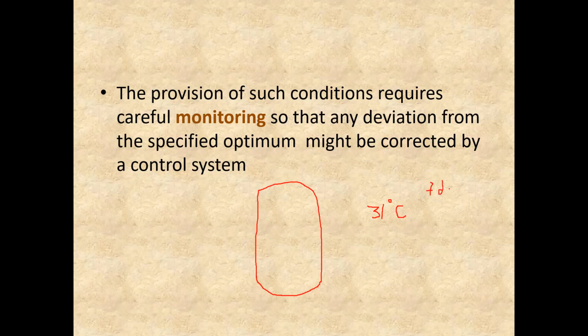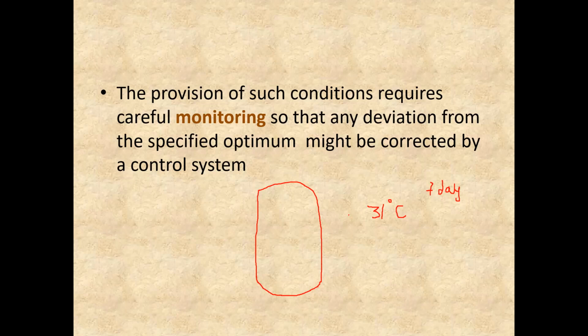The temperature should not be decreased from 31 to let's say 25 or 24, and the temperature should not be increased from 31 to let's say 40 or 45. If it increases so much, forget about the production. Your organism may stop growing or may get killed if it is mesophilic. So much deviation is not accepted.